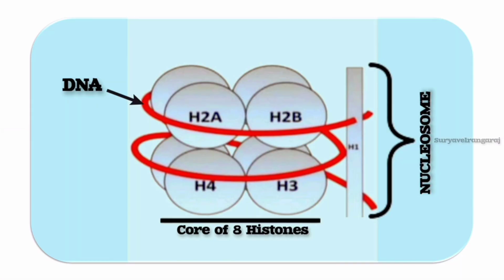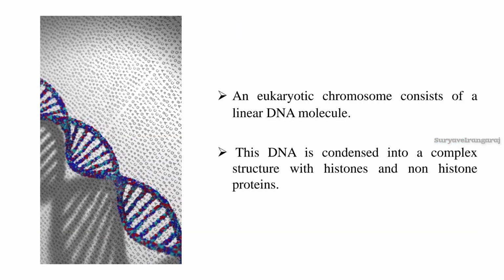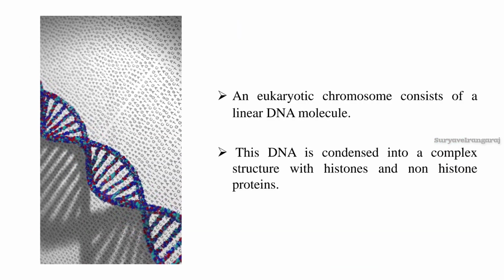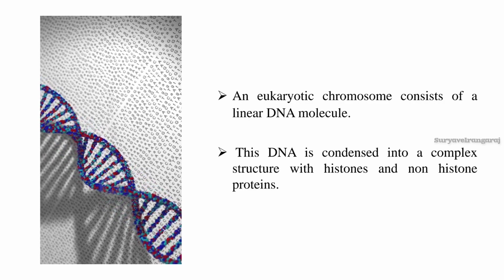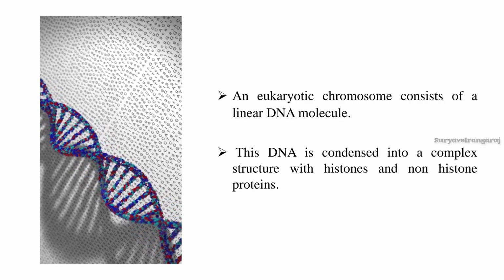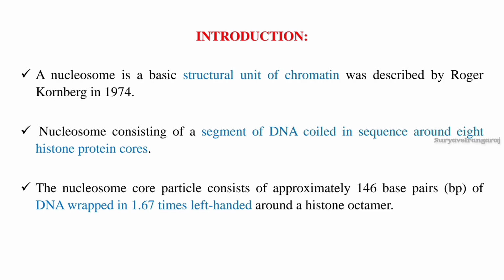Structure of nucleosome. A eukaryotic chromosome consists of a linear DNA molecule. This DNA is condensed into a complex structure with histones and non-histone proteins. A nucleosome is a basic structural unit of chromatin, described by Roger Kornberg in 1974. A nucleosome consists of a segment of DNA coiled in sequence around 8 histone protein cores.